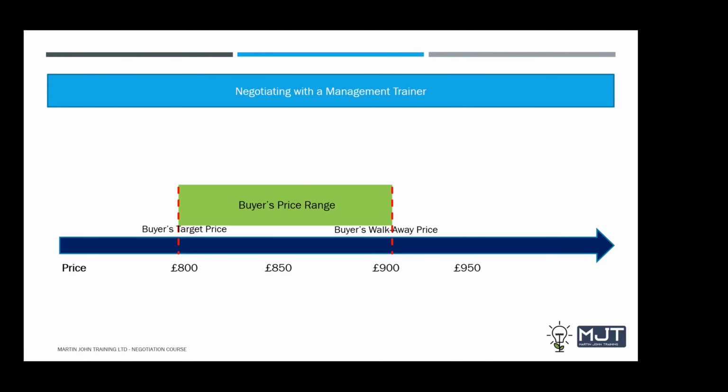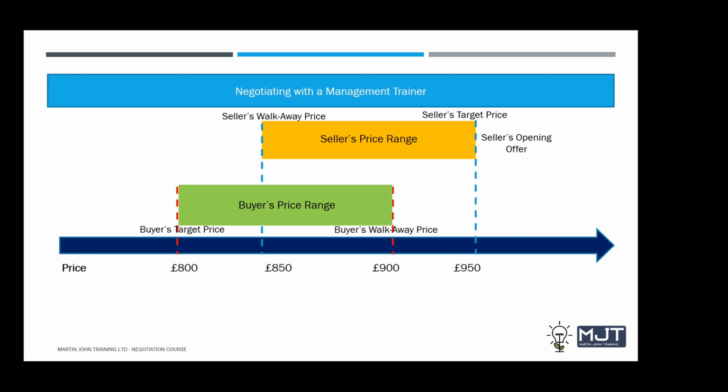So when we go into a negotiation, we're not likely to know the walk-away point of the seller. So the first kind of price indication we get from the seller is when we get an opening offer. Now the seller's price range is in this orange bar here. And you can see that the seller's opening offer is at £950 and his walk-away price is beneath £850. So let's just think what this is showing us at the moment. The seller's opening offer is above the buyer's walk-away price. This means there's no deal to be done at this price.